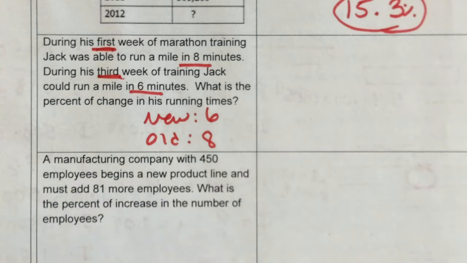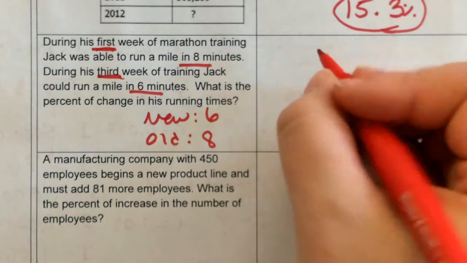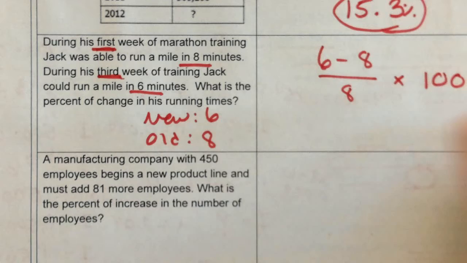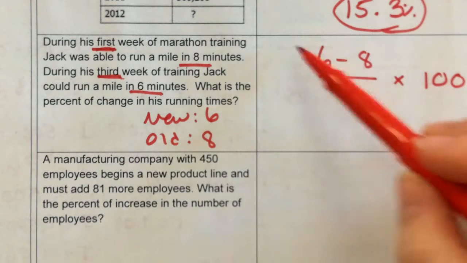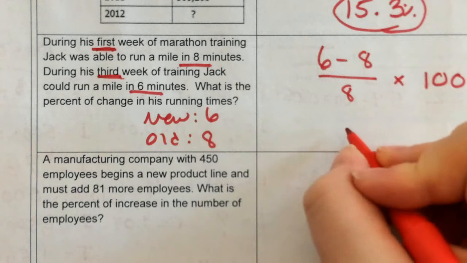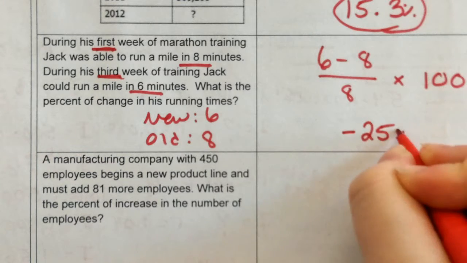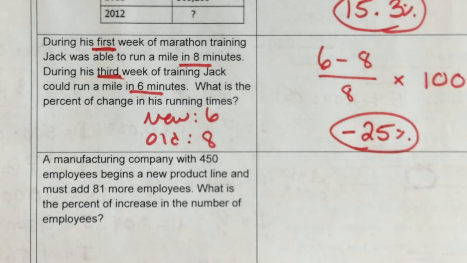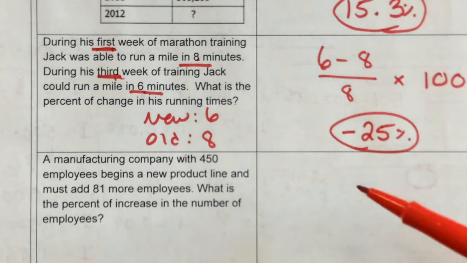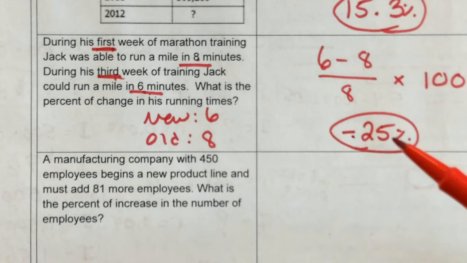So let's see if you can set up the formula right. You should have 6 minus 8 divided by 8 times 100. If you plug that in right, you should get negative 25%. And it's okay that our answer is negative. If you think about it, it went down. It started at 8, went down to 6. That's a decrease. Okay, where our answer is going to be negative in terms of percent change. That's okay. It just means that it went down.